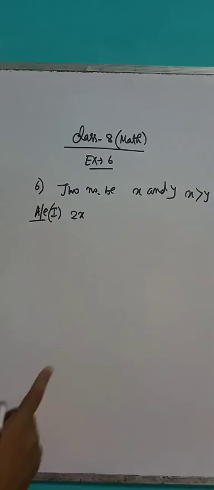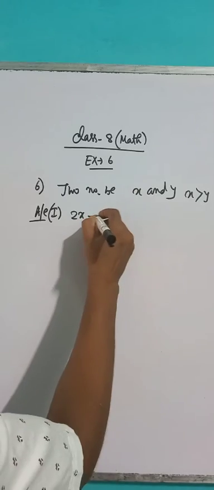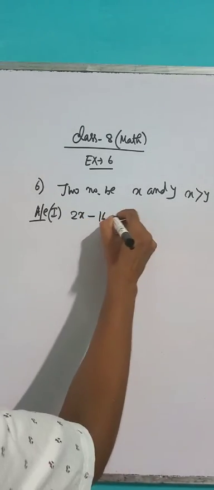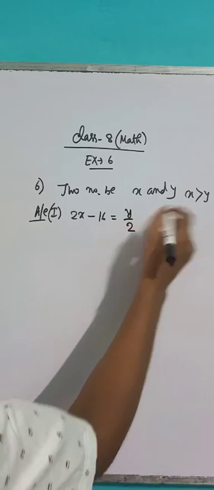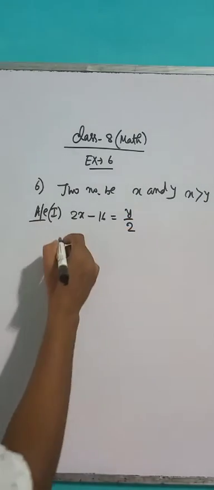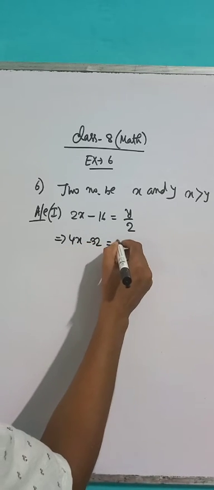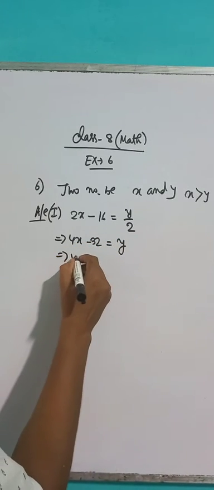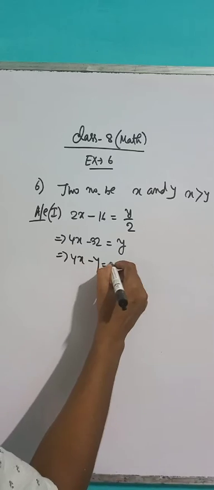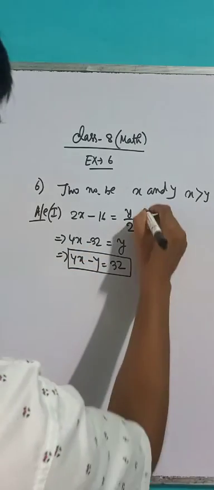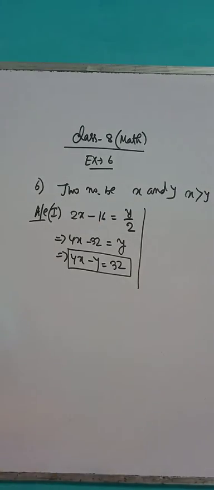Twice the greater of the two numbers, 16 is subtracted. The result is half the other number. So do the calculation. 4x minus 32 is equal to y. That means 4x minus y is equal to 32. This is one equation. And another equation will be what?